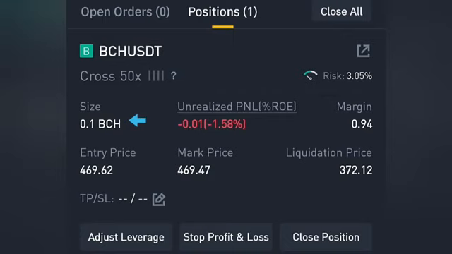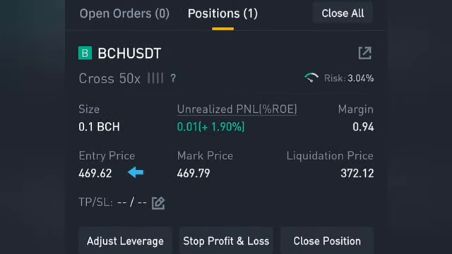So when your position is open, as you can see, there are different things right here. When you look at the size, that is the amount at which I bought. When you look at the margin, that is the amount it is costing me right now to keep this position open. Understand? It just cost me 0.94 USDT to keep this position open. If you look at the entry price, I entered at around 469.62.